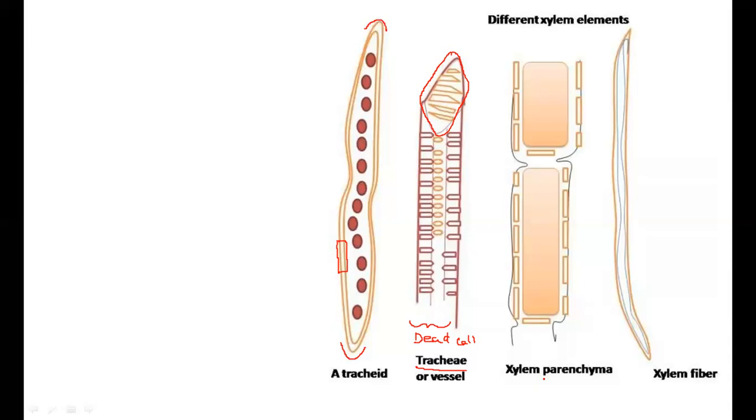The next two parts are xylem parenchyma and xylem fiber. We know that parenchyma is the living cell. So xylem parenchyma is the living part of the complex permanent tissue.